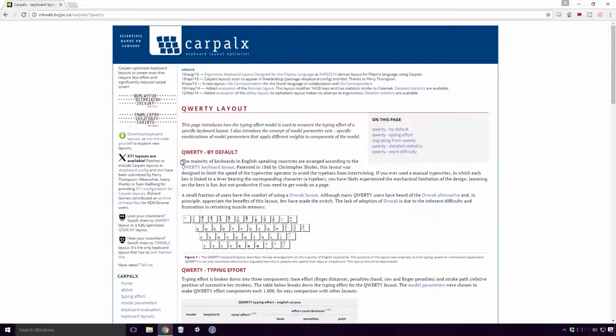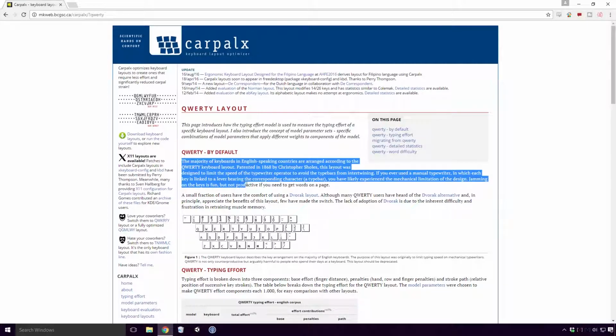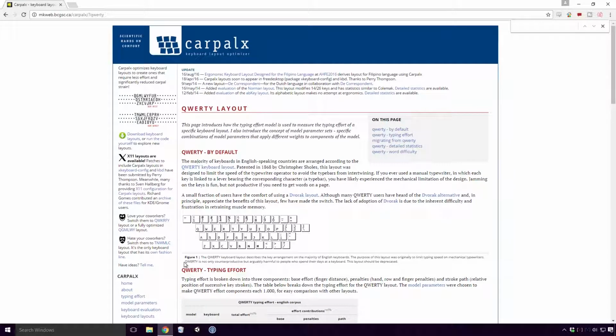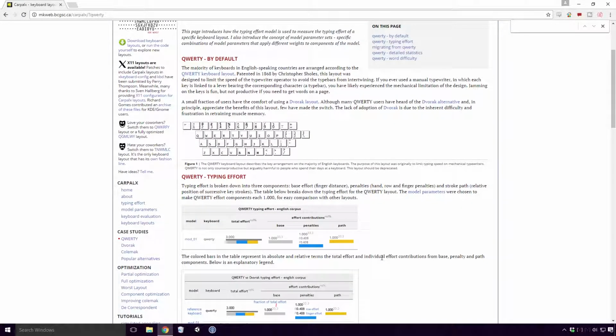At the start of the page, it gives a brief history of the QWERTY keyboard layout and even describes the jamming origin theory. Martin, at least I assume he is the author of this, goes on to say QWERTY is not only counterproductive but arguably harmful to people who spend their days at a keyboard. This layout should be deprecated. Okay, let's see the typing effort.